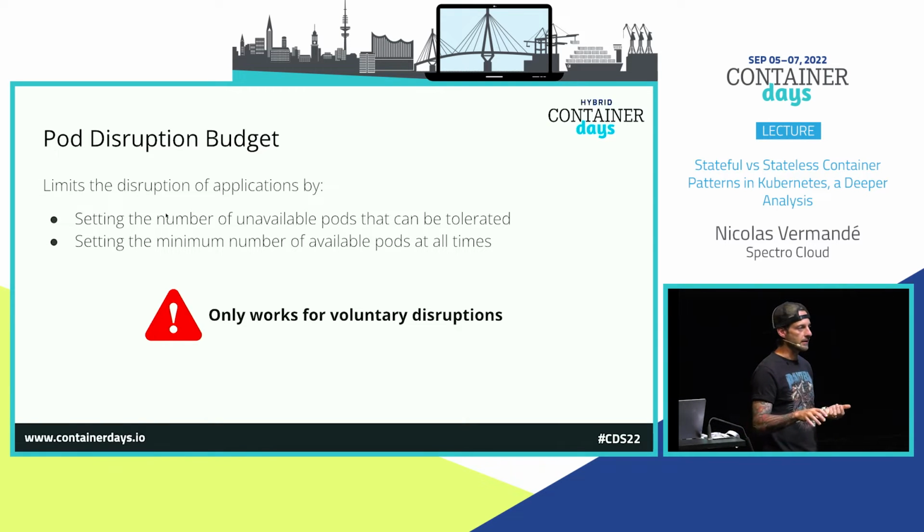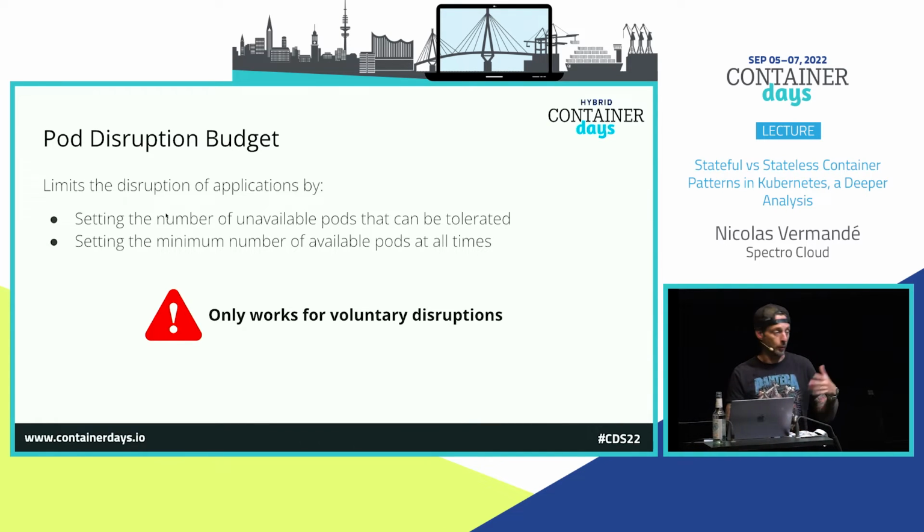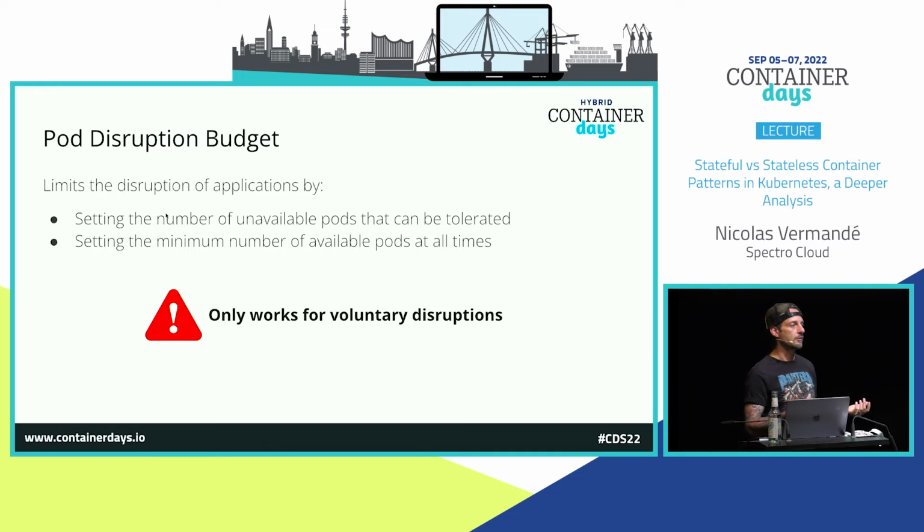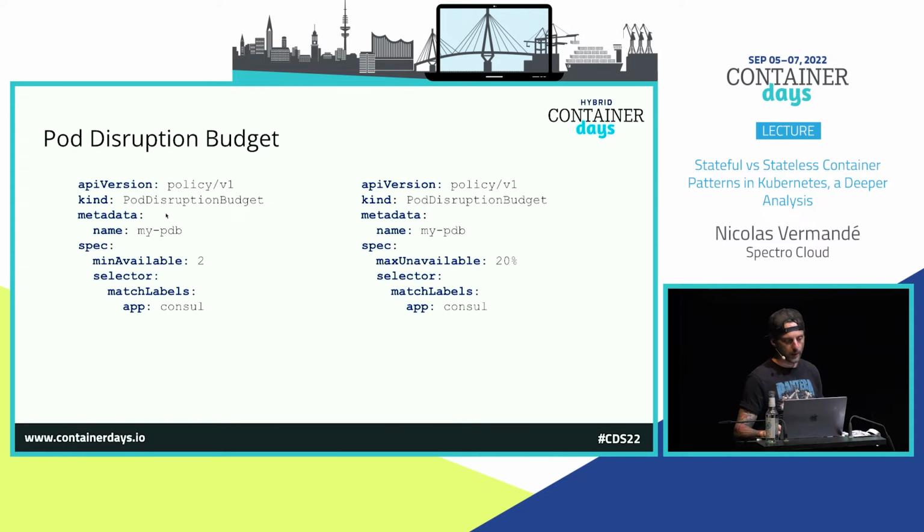So what that means is if you drain a node, if you delete a pod manually, or update an image, for example, this will be guaranteed. But in case of node failure, for example, this won't be guaranteed. This is not how you can manage limiting the disruption of your application.